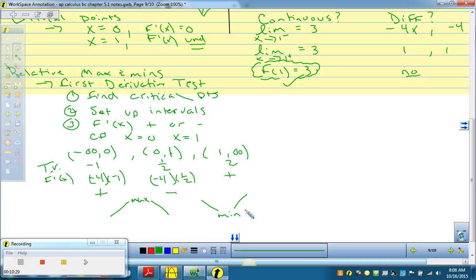So we have our first derivative test where you find your critical points, set up intervals, pick a test value, and the key mistake made is people, like I did, plug into the wrong function. You want to make sure you're plugging into the derivative. Okay? So we find that we have a max or min. This is to find relative max or min. Okay? Now, absolute max or min.